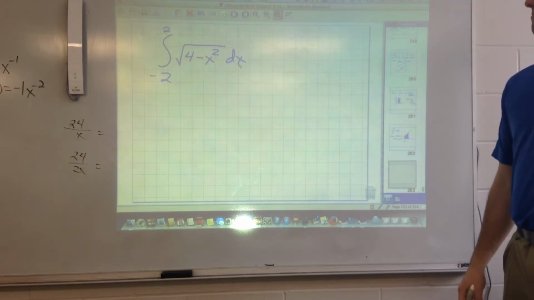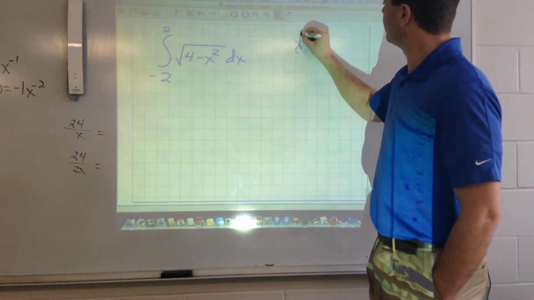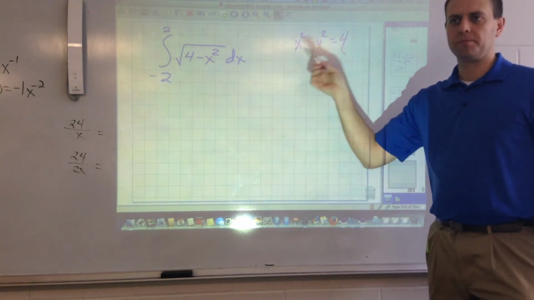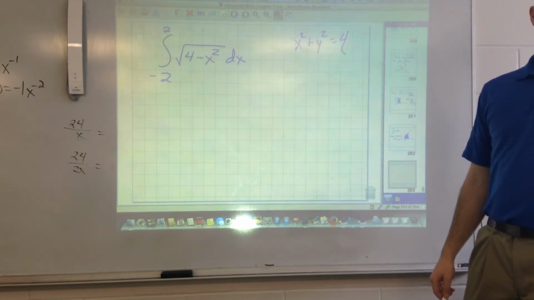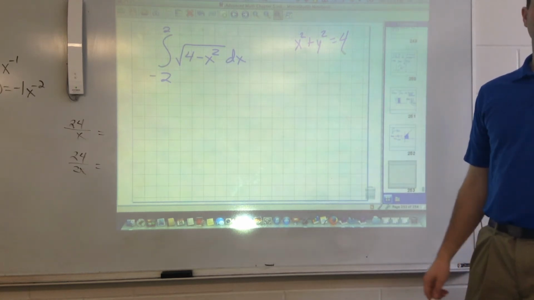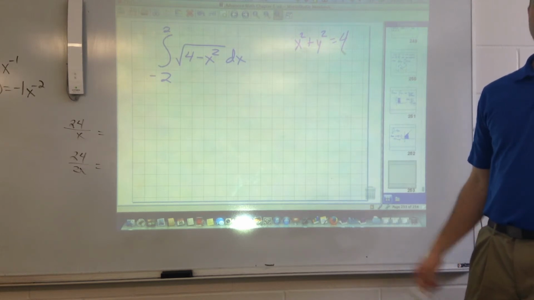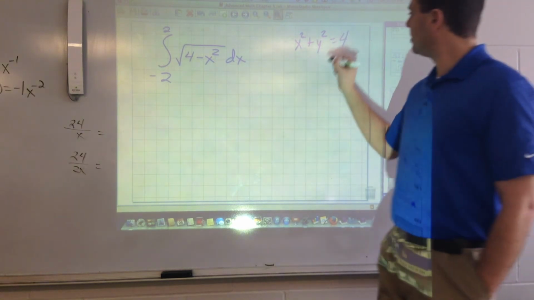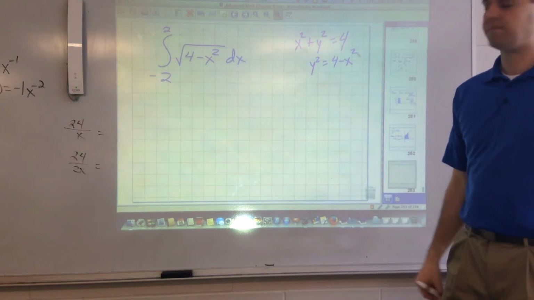So upside down, right? No. Oh, how to draw this. Remember what that was? Yeah, I do. That's the standard form of a circle, centered at the origin with a radius of 2. Oh, yeah, that's what this is. That's interesting. So y squared equals 4 minus x squared, right? Then square root.